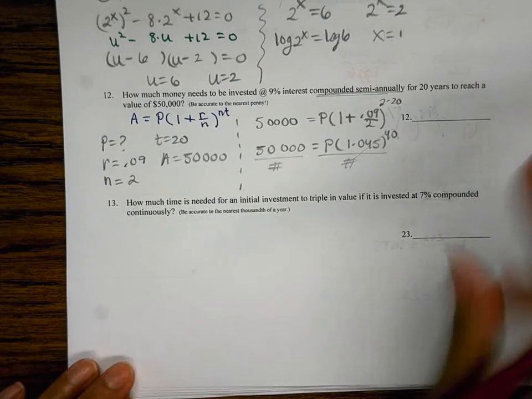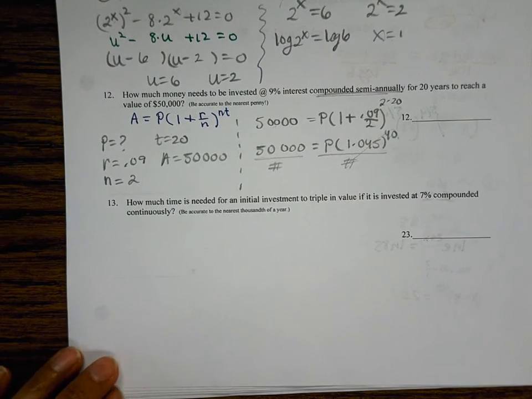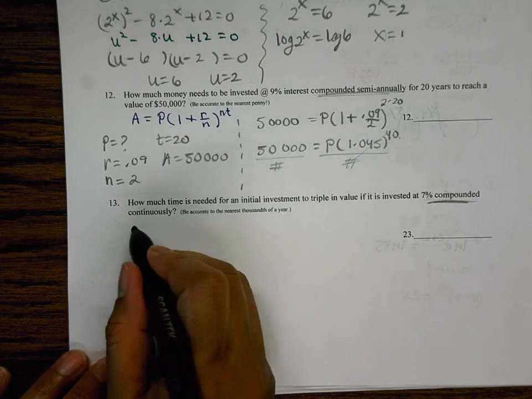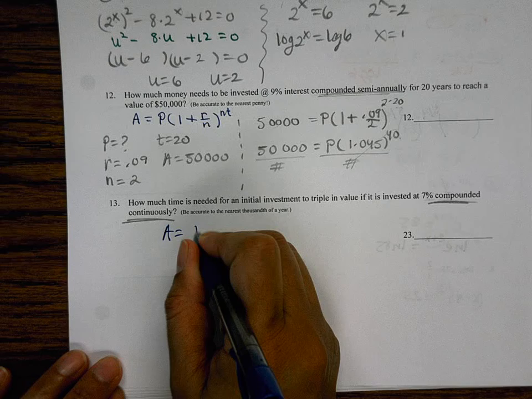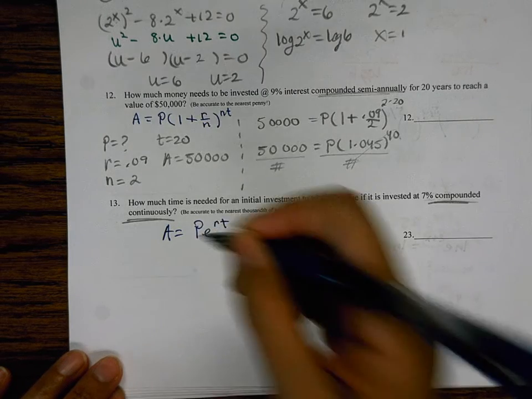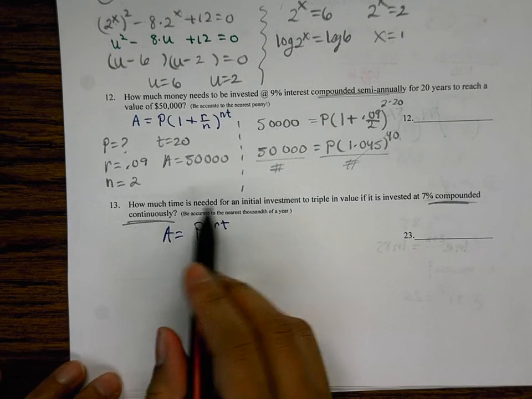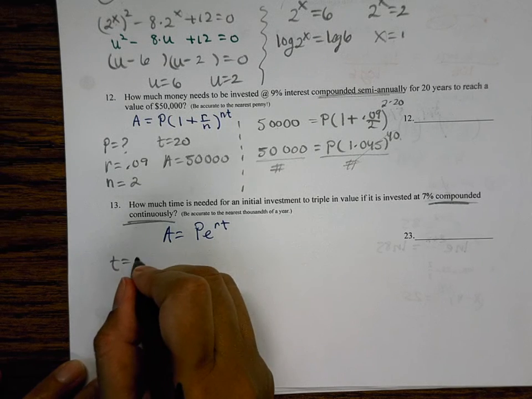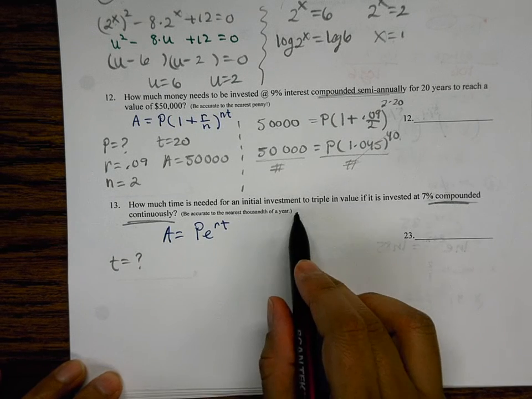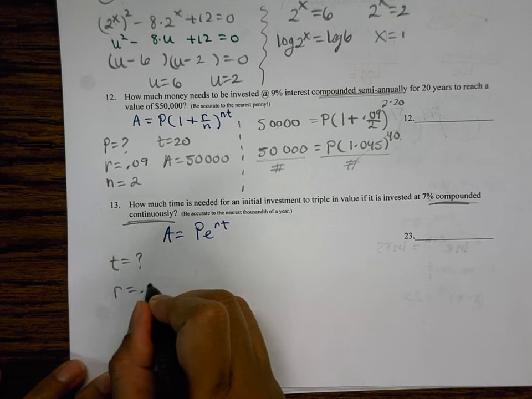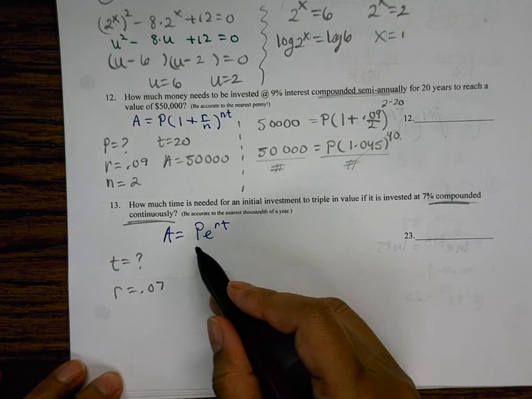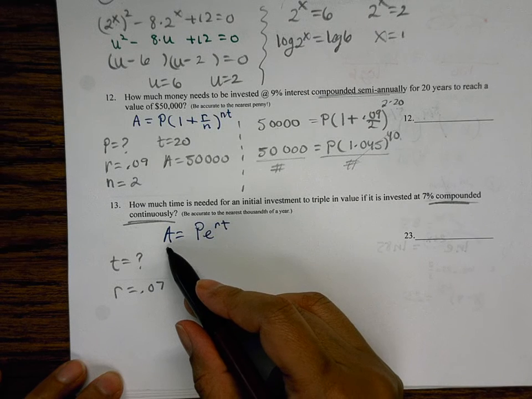All right. How much time is needed for an initial investment to triple in value if it is invested at 7% compounded continuously? That's the PERT formula. You would need to know when to use each one and what things stand for. How much time is needed? We don't know the time. For an investment to triple in value, 7%. So r is 0.07.